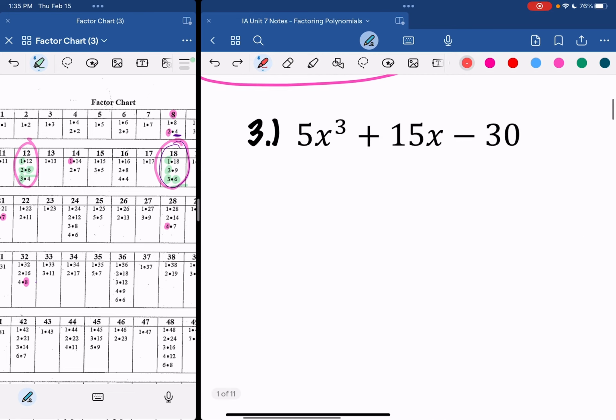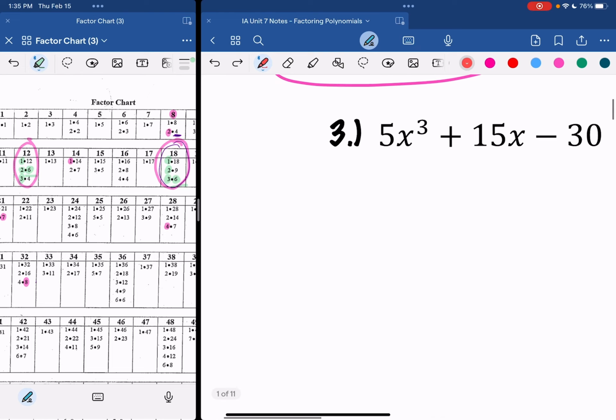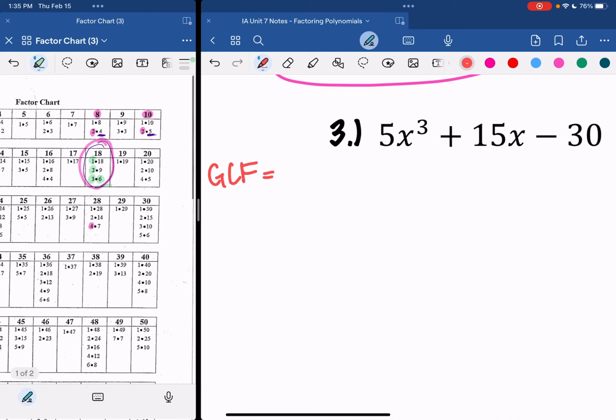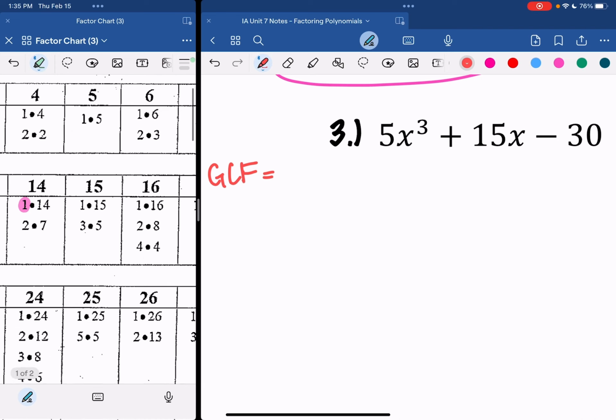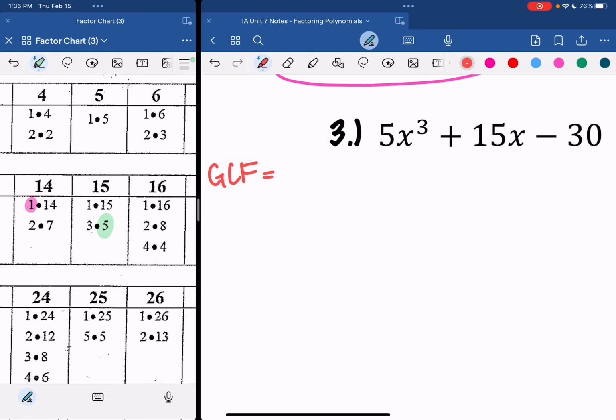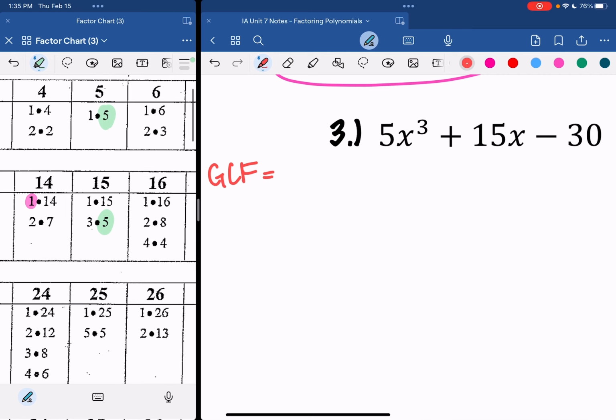Okay, number 3. So we have 5x cubed plus 15x minus 30. Well, right away I'm going to tell you our greatest common factor between all of these. So if we go to 30, we have a 5. If we go to 15, we have a 5. And if we go to 5, we have a 5. So our greatest common factor is 5.